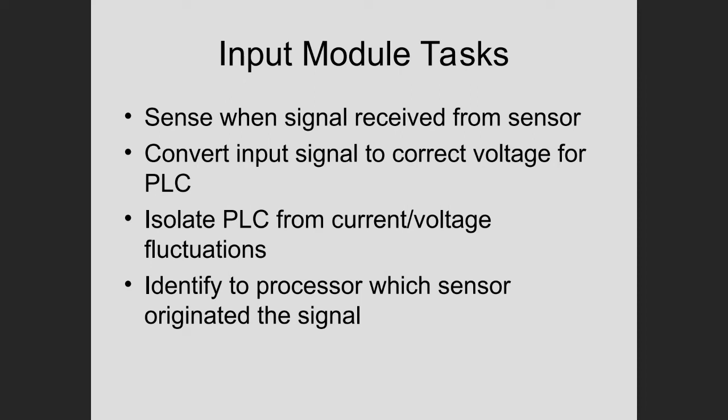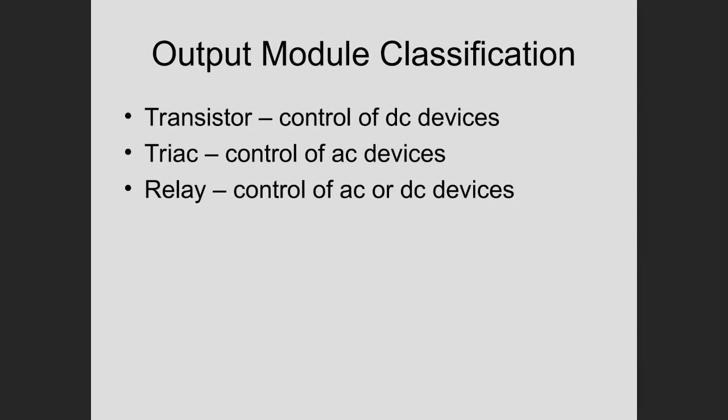Now I want you to mark this next slide. This refers to output modules. There are 3 types of output module classifications. You can have an output module classification of transistor, triac, or relay. Now you already know what a relay is, so I'm not really going to say a whole lot about that. But what is a transistor and what is a triac?